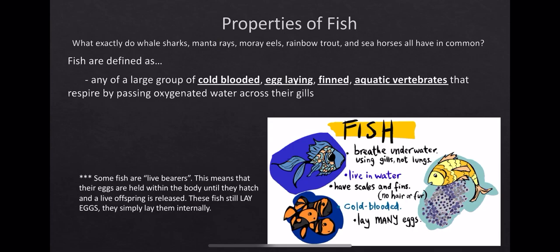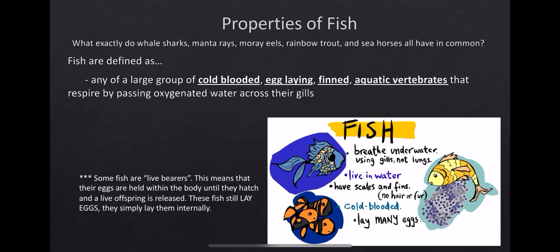If you think through all of the possible classifications of fish, they may seem to have very little in common because they are highly diverse. However, all fish are cold-blooded, they lay eggs, they are finned, and they are fully aquatic. They do breathe through passing water across their gills.